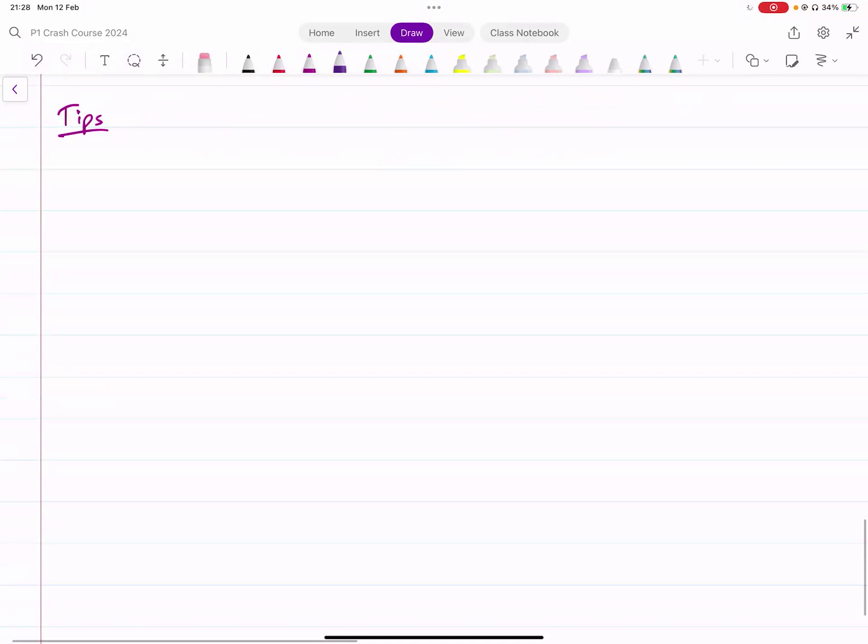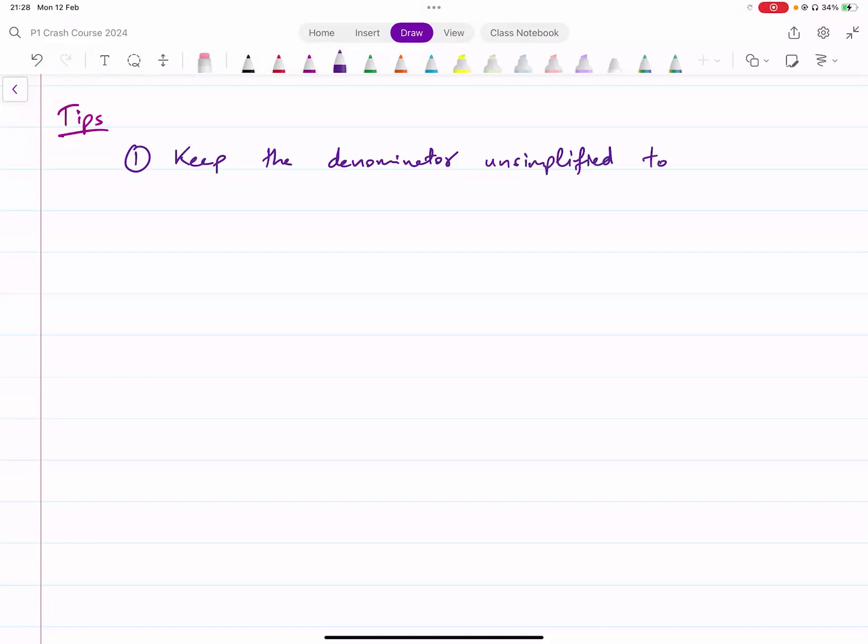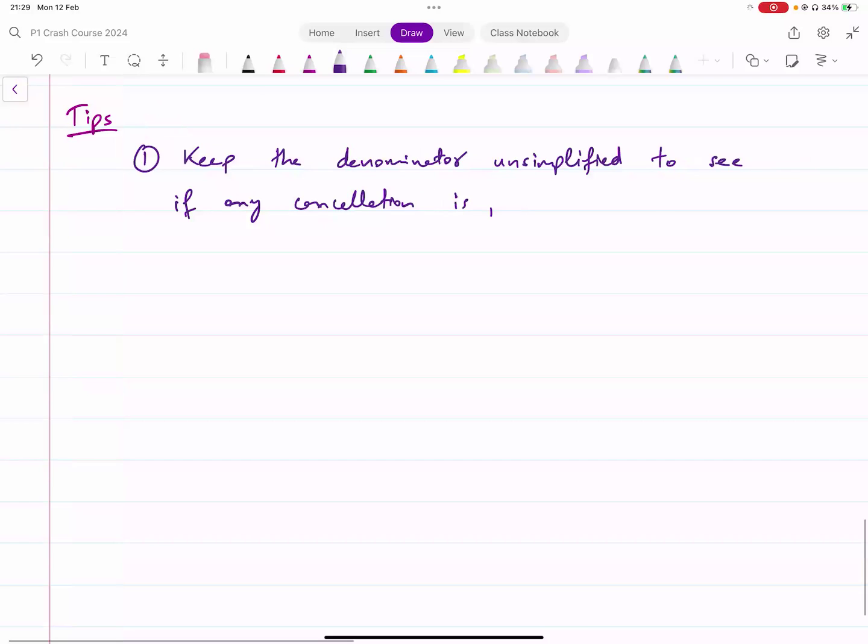Some tips that you should keep in mind while you're proving identities. Number one, this is very helpful, and that is keep the denominator unsimplified to see if any cancellation is possible at a later step.